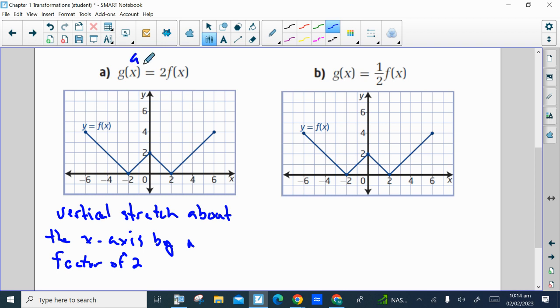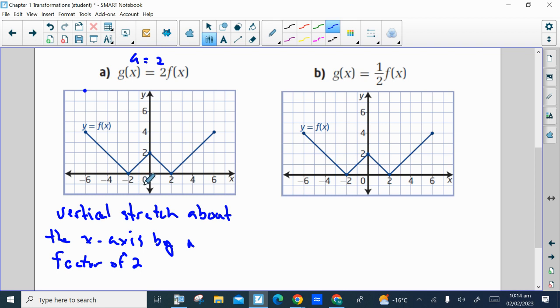Because in this case, a equals 2. And so that means that all the y values are multiplied by 2. If you're vertically stretching, verticals up and down, it's the y values that go up and down. The x values will not change, but the y values will be twice what they were before. So this starting point here with a y value of 4 will become a y value of 8.